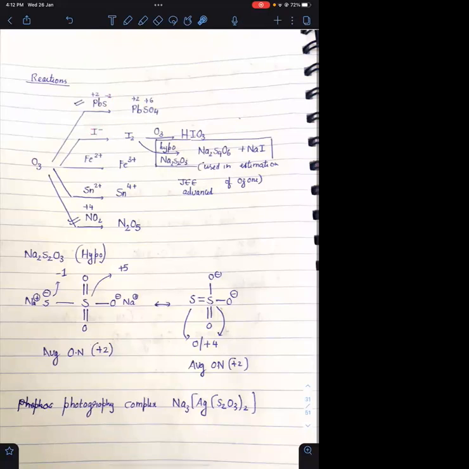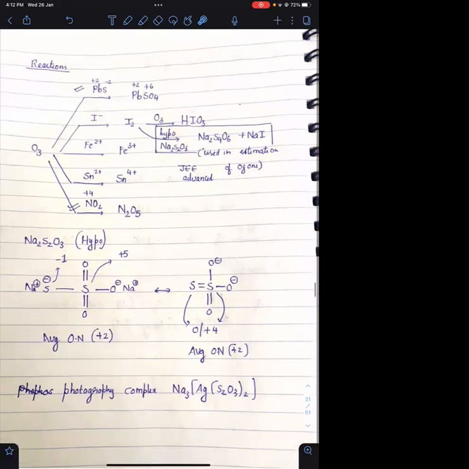Okay? यहाँ पे minus one oxidation state है. The minus one is initially converting into zero oxidation state, which on further reaction with O3 it is converting into HIO3. Again, the product won't be HIO4 because HIO4 will be a stronger oxidizing agent. इसलिए HIO4 तक नहीं जाएगा. Understood? And ये जो particular reaction है, this is also used for the estimation of O3.